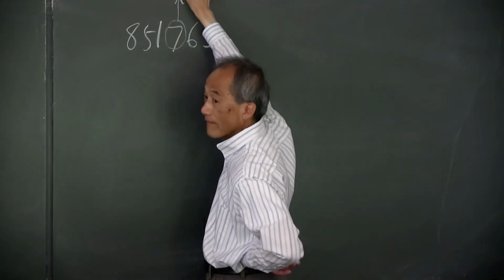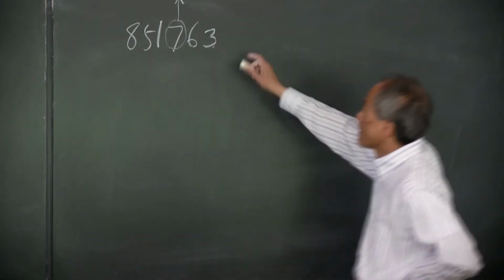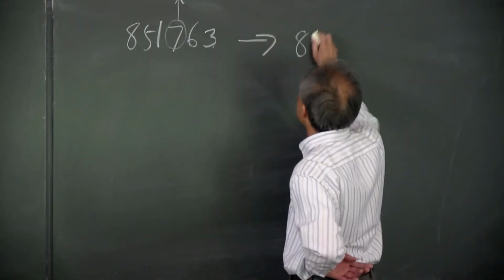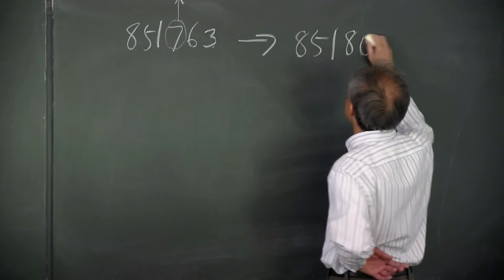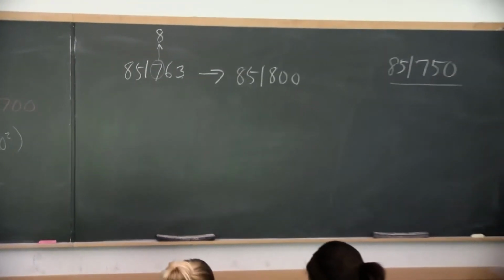8. So then the rounded number becomes 8, 5, 1, 8, 0, 0. So far, so good.